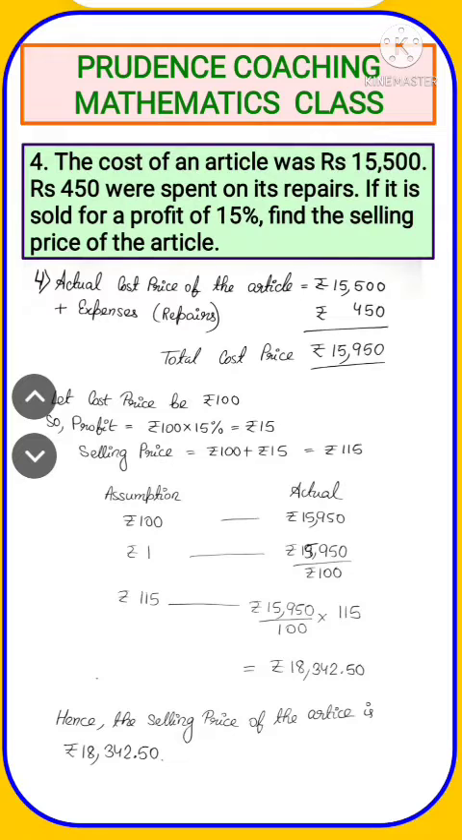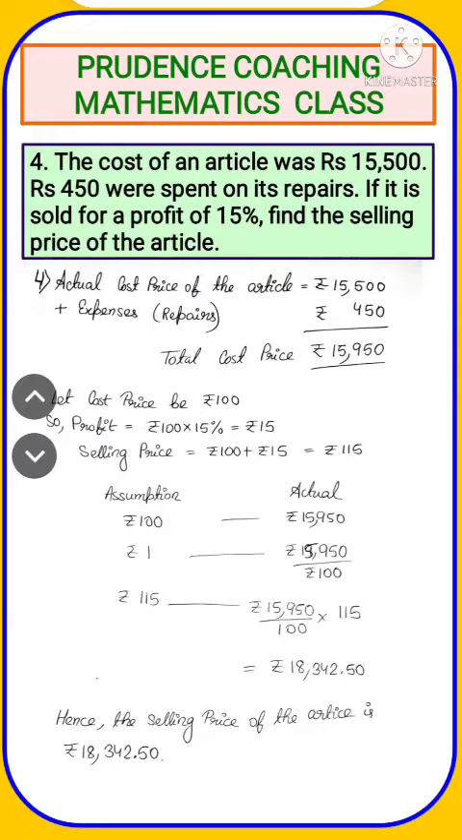But after that we have added the expense, meaning there was some expense on that particular article, so that is also included in the cost price. So we have added the repair expenses, that is 450. So by the way, we are getting the total cost price as 15,950 rupees.